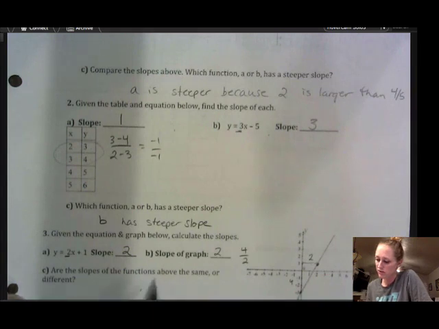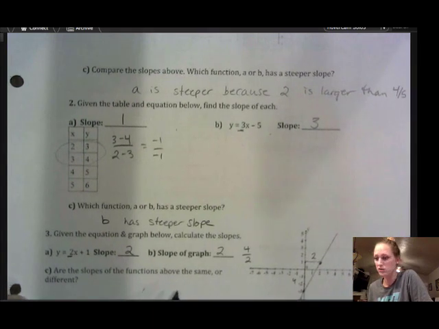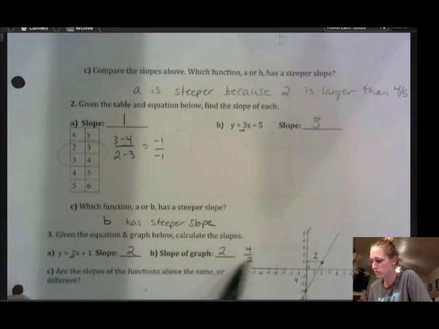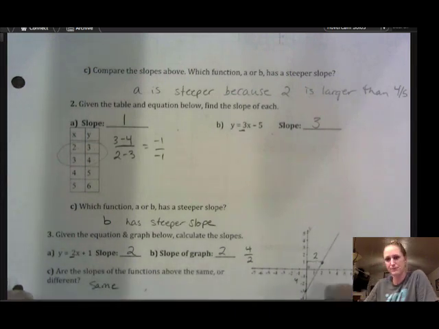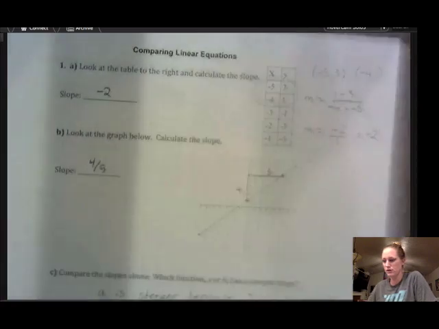Are the slopes of the functions above the same or different? So these are the same. After I reduce it, I still get 2. So these are the same. All right.